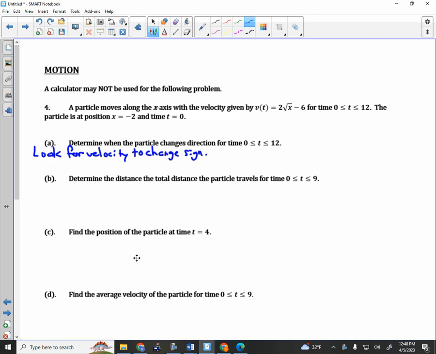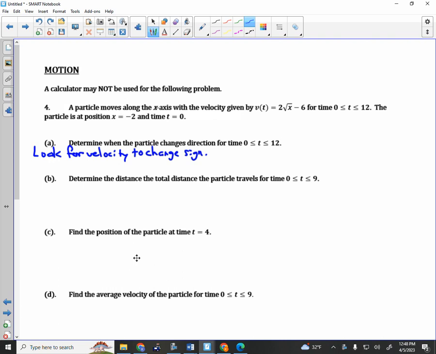Now what are you going to do? Some people said some good things. You would want to write that on the AP exam. You would, because they will actually say justify your answer. So you're going to look for where it changes sign. So now what?